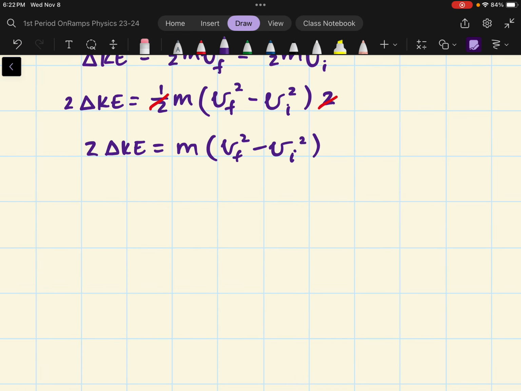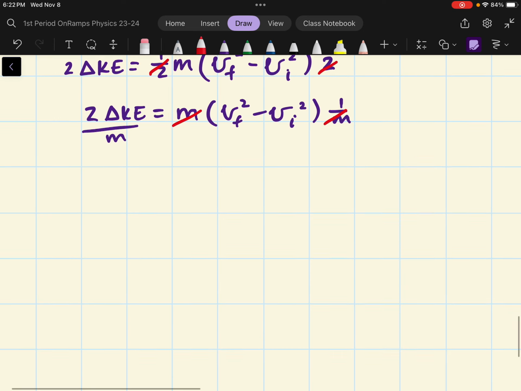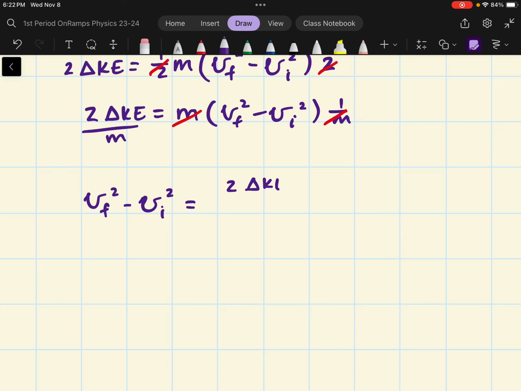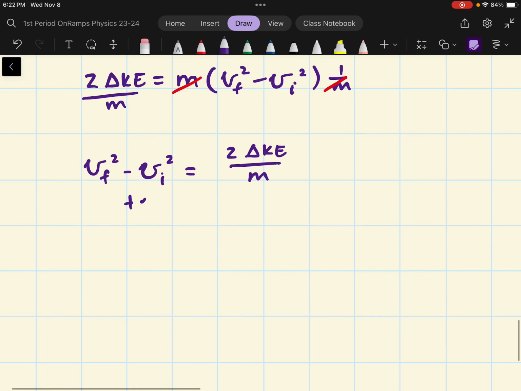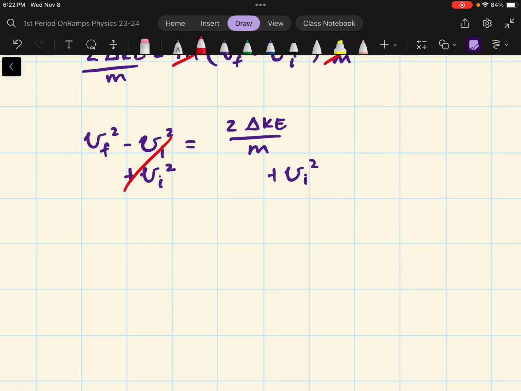We divide by the mass. I'm going to use the reflexive property. So I have velocity final squared minus velocity initial squared is equal to twice the change in kinetic energy divided by the mass. We add initial velocity squared to both sides.